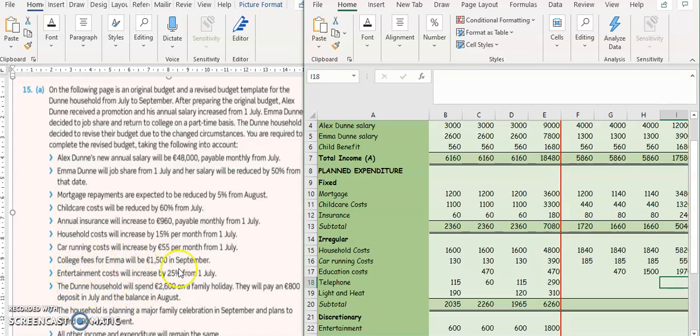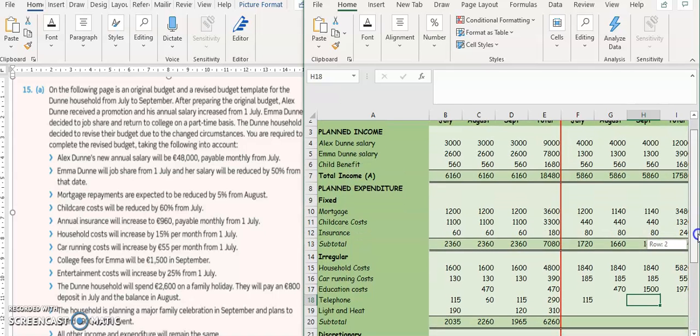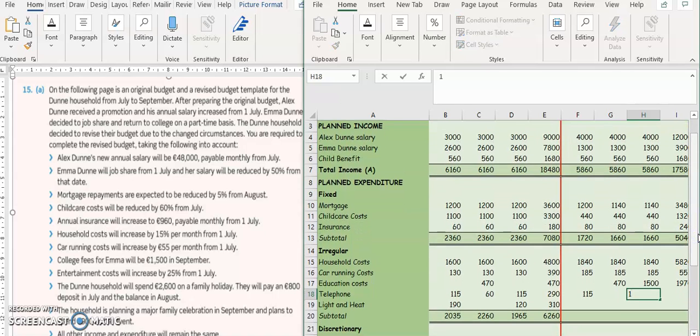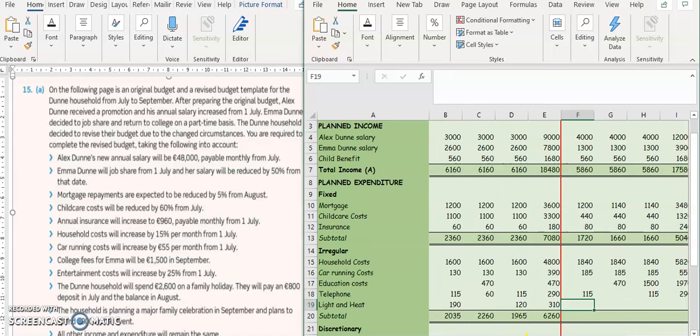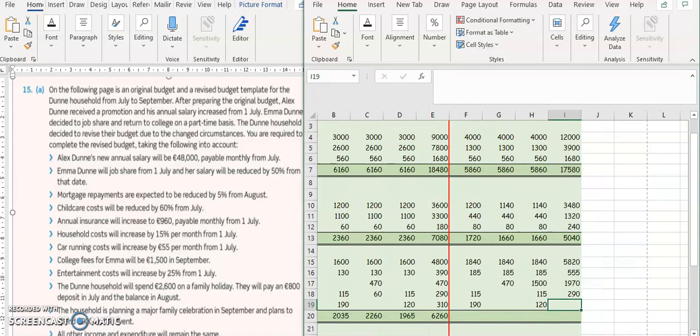So college fees. It hasn't mentioned anything about telephone, so telephone's going to be the same. So 115 in July and 115 then in September. So it's still going to be 290. And then it also hasn't mentioned anything about light and heat. So it's still going to be 190 and 120. So it's still going to be 310.